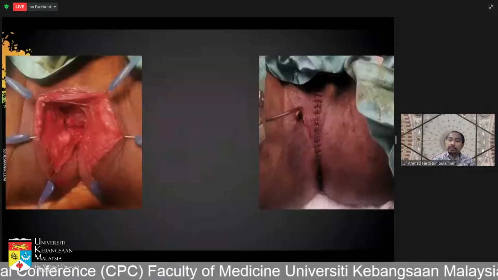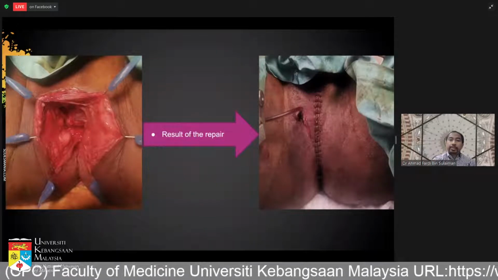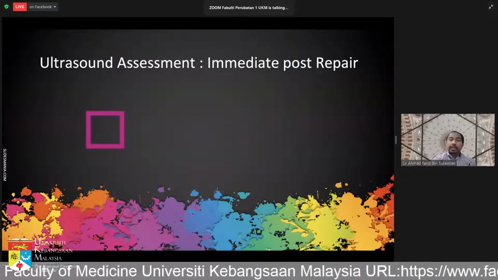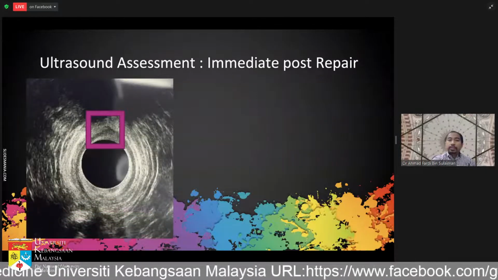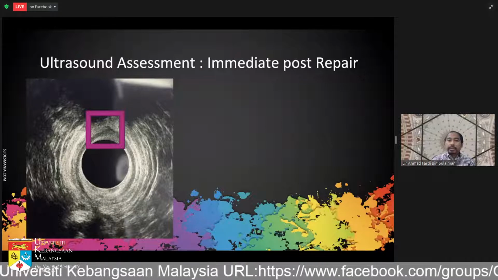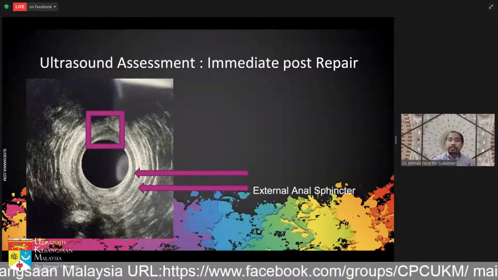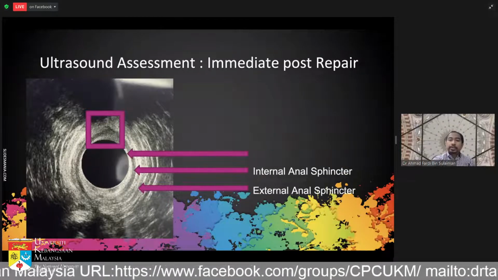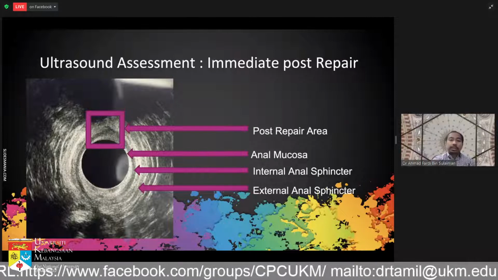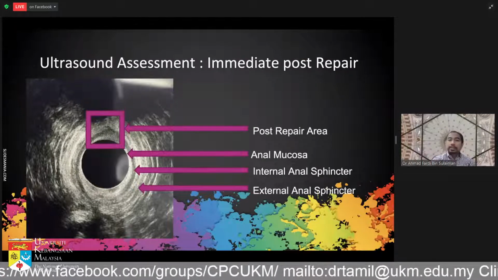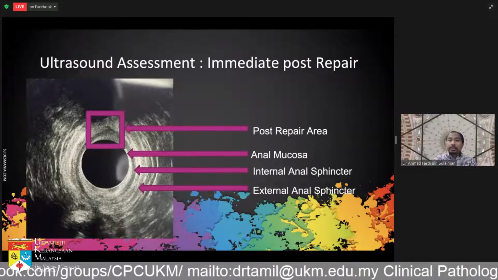And as I said at the second slide, is the outcome, the result of the repair. And after the surgery, we did the endo and ultrasound assessment. This is external anal sphincter, this is internal anal sphincter, this is anal mucosa, and you can see here this post-repair area at the 12 o'clock. So you can see here the complete circumference of the internal anal sphincter.